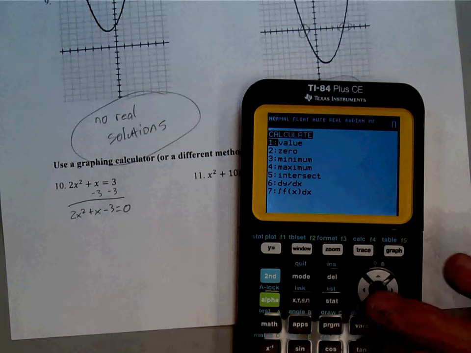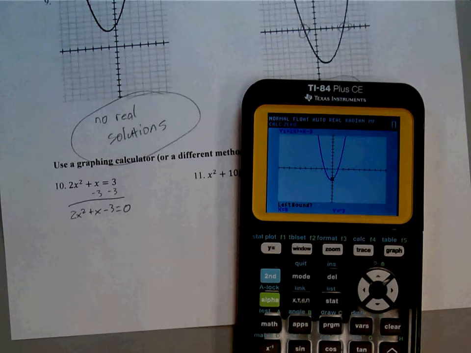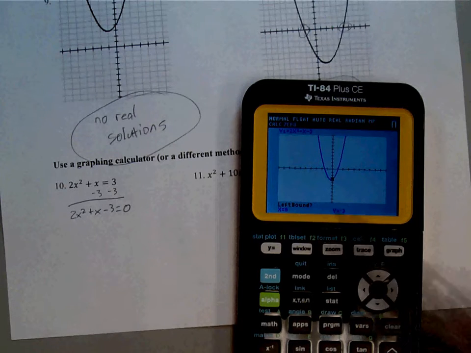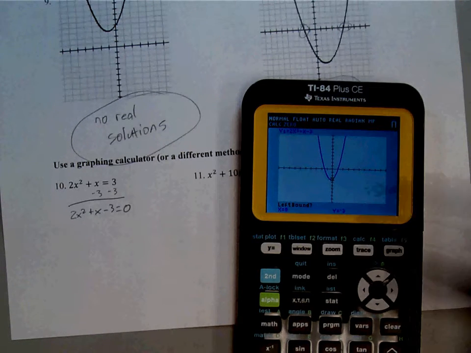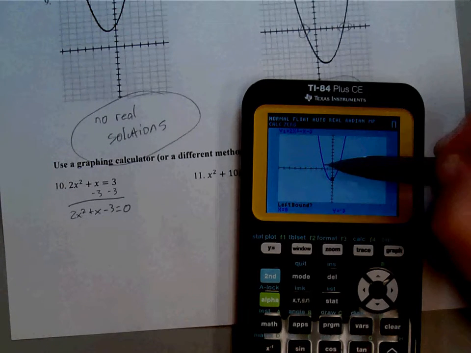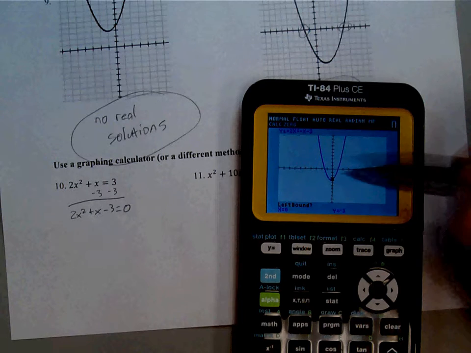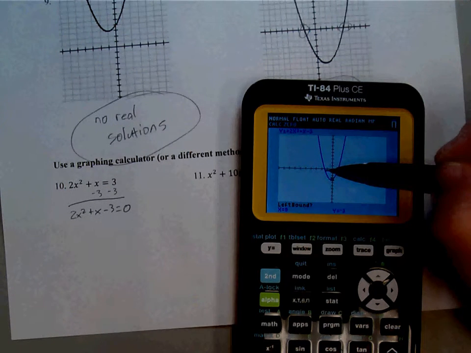It brings up this menu. I want the 0 option, the second one down. 0 is another name for x-intercept, so choose that. Hit enter. Now you can see in the bottom, it asks me for the left bound. You can only find one x-intercept at a time. There are 2 of them, one over here and one over here. Pick which one you're going to find first. I'm going to go for the one on the left.